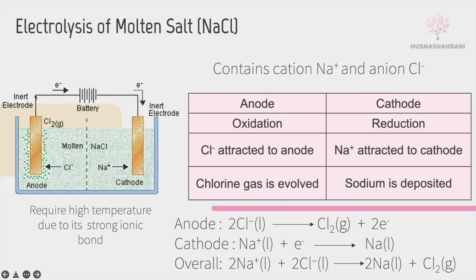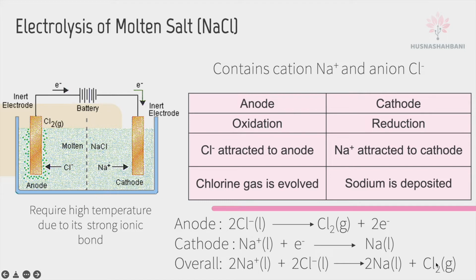And then the electron travels from the anode to the cathode. The cathode here receives electrons. So here reduction will occur. Because when there are electrons at the cathode, the positively charged ion will be attracted to the cathode due to the presence of electrons, and the electron will neutralize the charge to become Na.